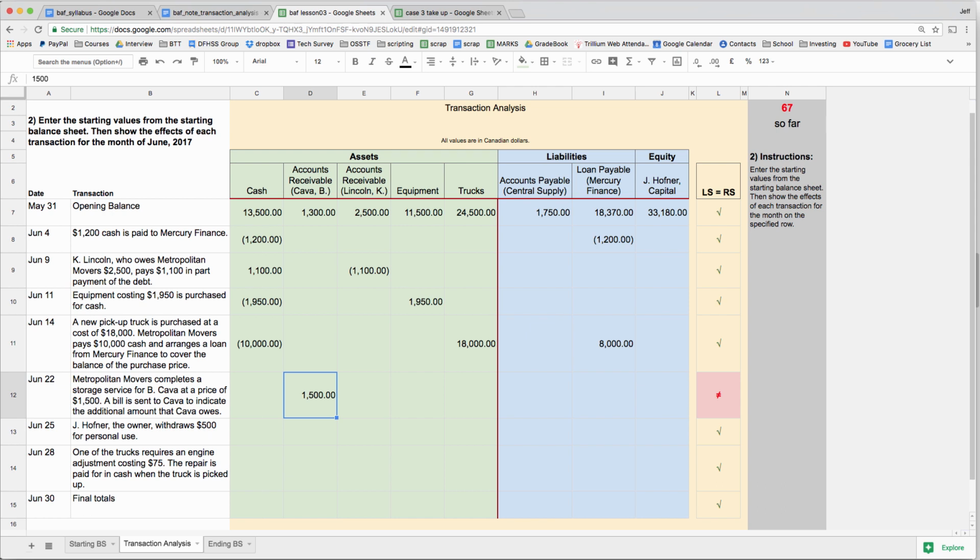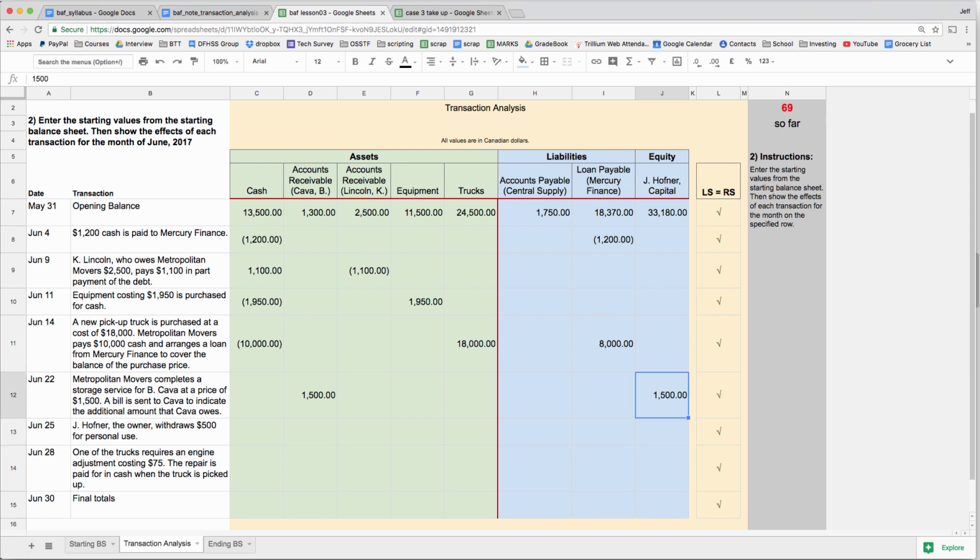Question is, what else goes up? The cash is not affected. There's no indication of cash changing in this transaction. We're not owed more money from Lincoln. We don't have more equipment. We don't have more trucks. We didn't pay off any debt. What's left? Well, by process of elimination, it's equity. So we have more equity.